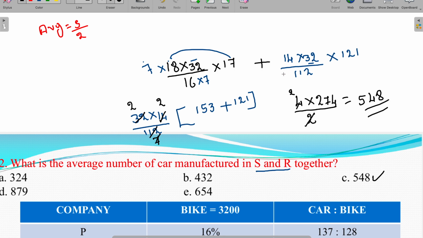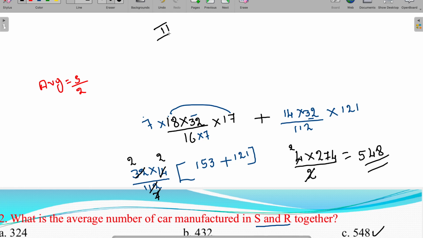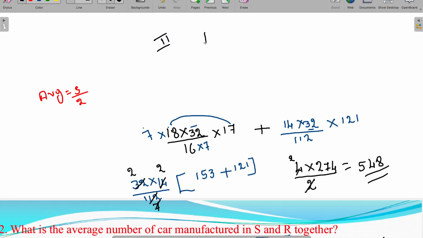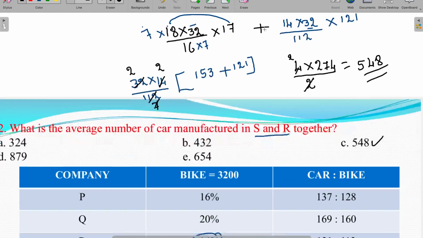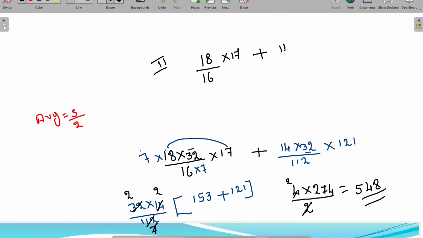Here no need to take 32. 32 you can take in the end, because anyway we are taking it common. Directly we can write. How to write? See now, only the necessary data for S and R. 18 divided by 16 into 70, plus 14 divided by 112 into 121. This is enough to write. We don't want to do that calculation.